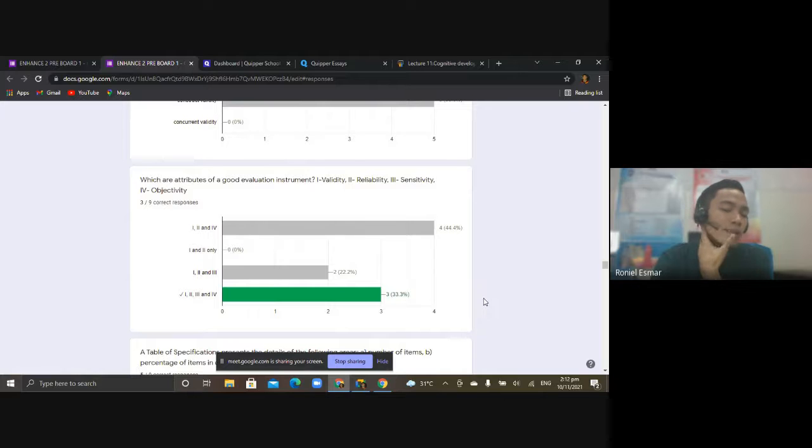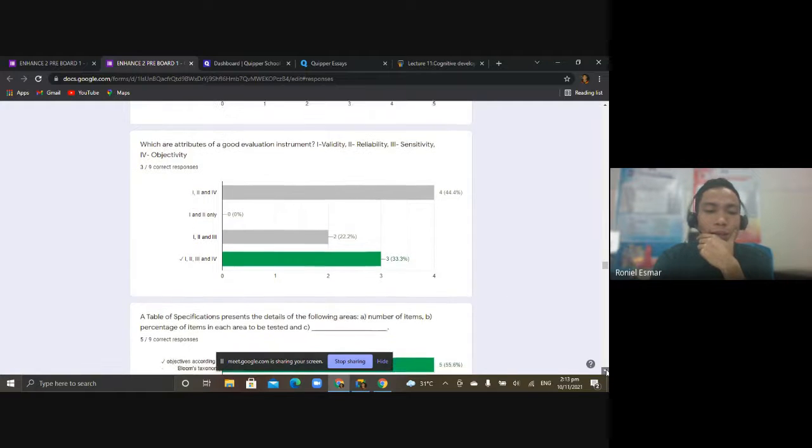Now, in your Assessment of Learning class before, Assessment of Learning 1, Assessment of Learning 2, we measure the item's validity, reliability, sensitivity, and objectivity. So that's why all of these are considered important attributes for a good evaluation. So that's why the answer is letter D.